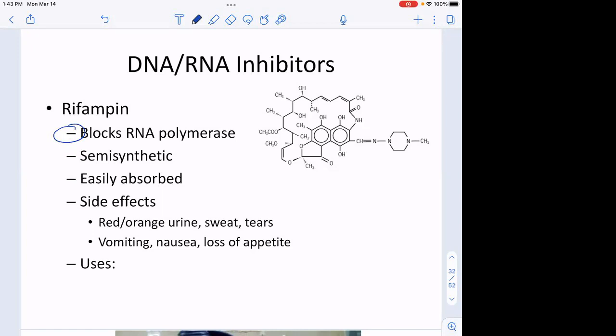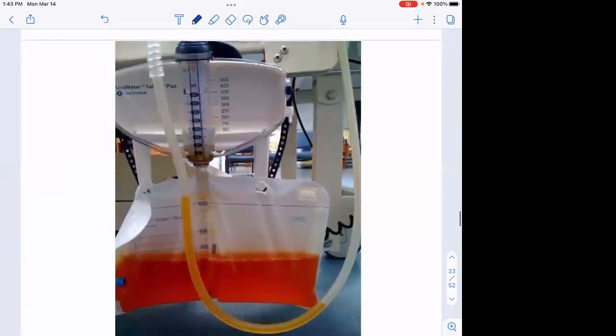It's a semi-synthetic. It's really easily absorbed, so we can take it either by pill form or it can be injected. It does have sort of the disconcerting side effect because the pill itself is an orange color. It will change our bodily fluids orange. Okay, so here's a picture of somebody's catheter bag that was on rifampin. So you can see how orange it's changed that person's urine. It's supposed to be totally harmless. It's just, like I said, sort of disconcerting.